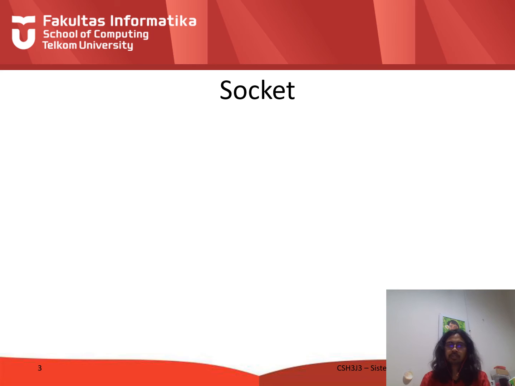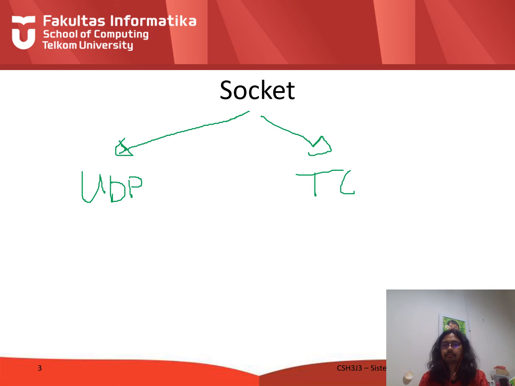Repeating what we have discussed earlier, socket has two types, which is the same as the two types of transport layers. There's the UDP and there's the TCP. And like I said earlier, UDP is fast but unreliable, and TCP is slow but reliable.